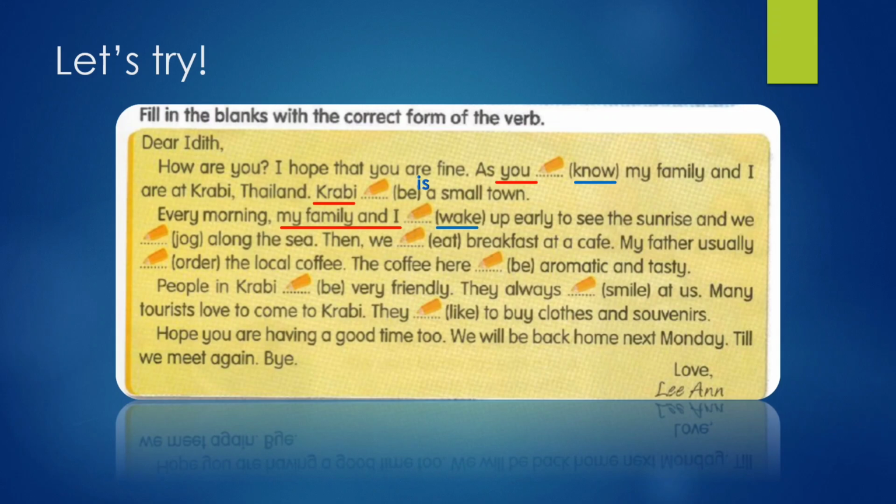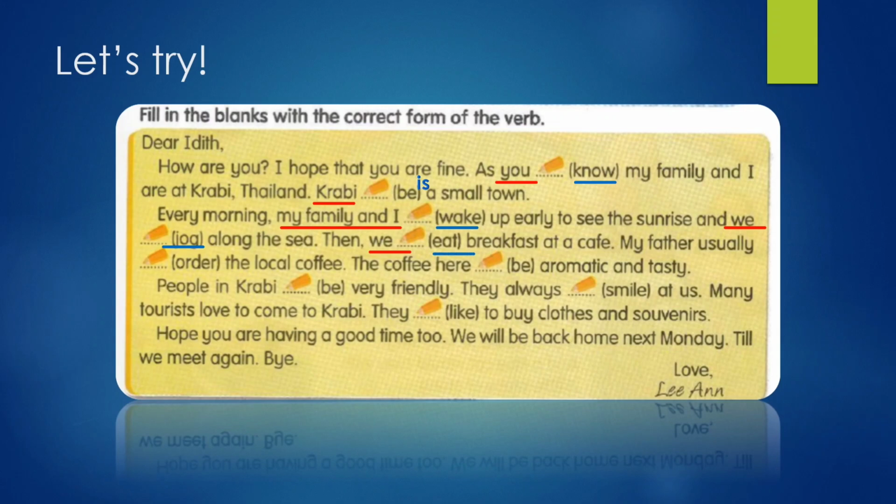Next, we look at the subject pronoun we. We jog along the sea. So again, we don't have to change anything to the verb jog. Then we, in bracket, eat breakfast at a cafe. So look at we. For the subject pronoun we, we don't have to change anything to the verb. So the verb eat remains the same.